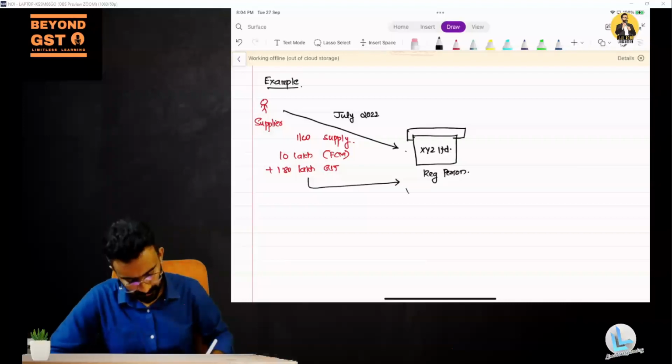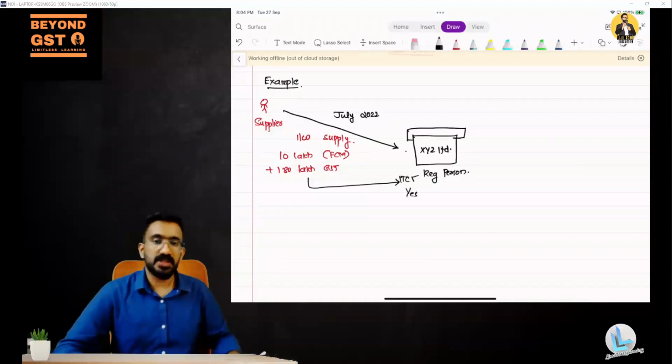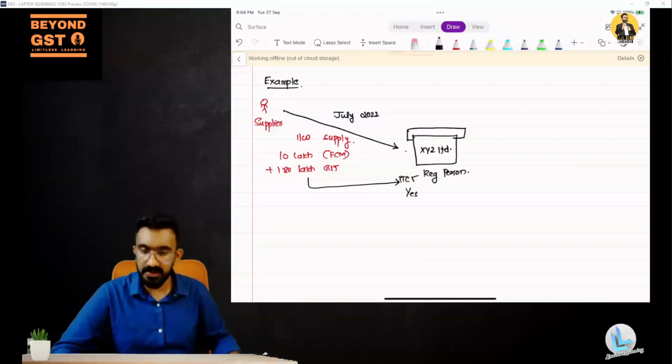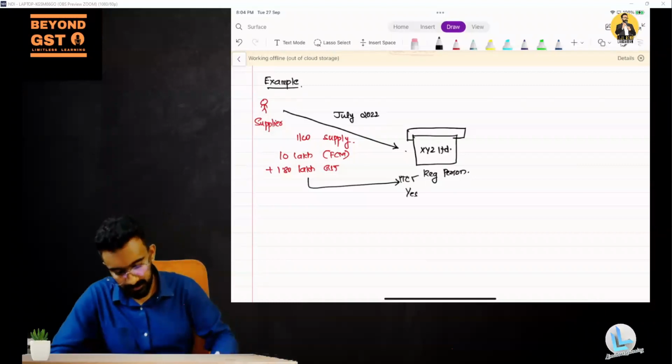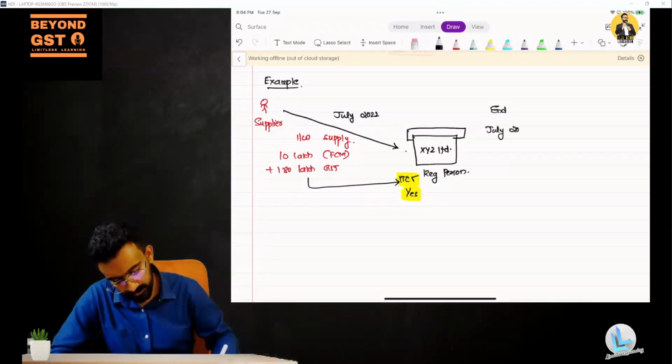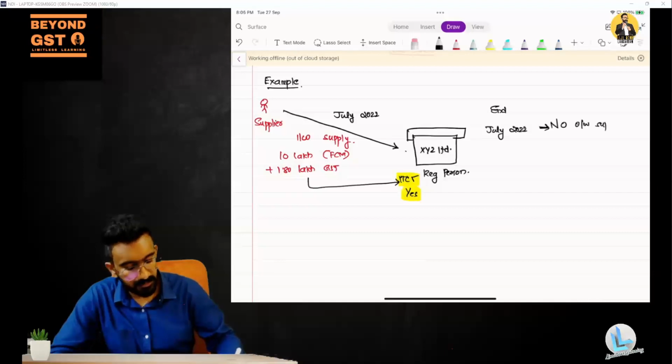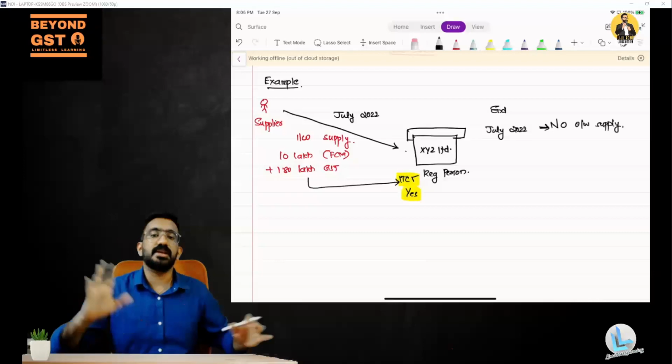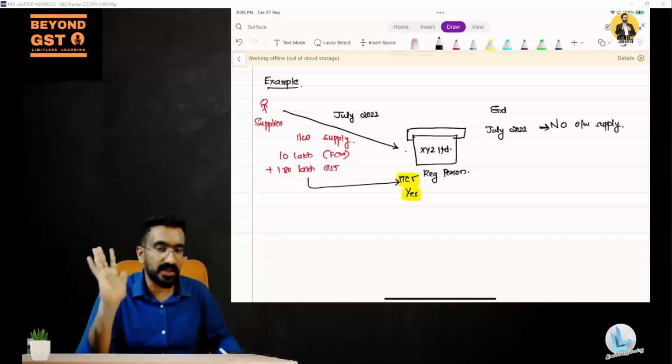Yes. Because it's a tax paid under forward charge mechanism and it is used in the business, there is no problem, they take the ITC of it. So, in July, they have zero outward supply. There is no outward supply, they have only taken in purchases, no sale was made in July.